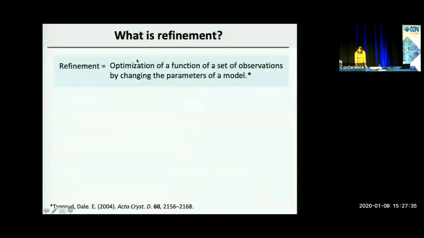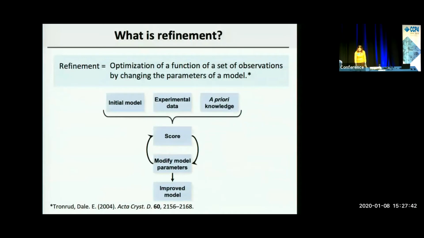And the optimization is done by changing the parameters of a model. So this may be a bit heavy if you just read it very quickly. So here's a little flow chart of what that means. We start refinement by supplying an initial model. We have our experimental data. So for cryo-EM, that would be the map. And we have a priori knowledge.